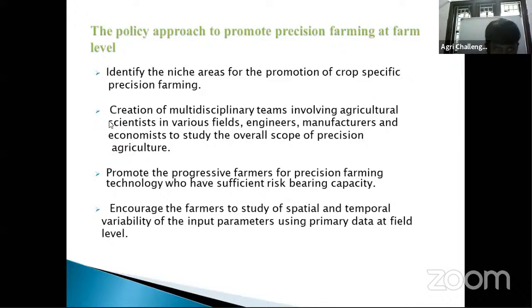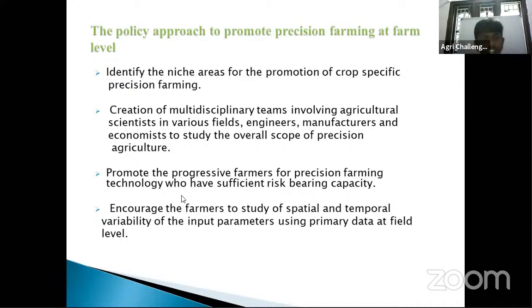Then creation of multidisciplinary teams to study the applicability and feasibility. We have to form committees or multidisciplinary teams involving agriculture scientists in various fields, engineers, manufacturers, and economists to study the overall scope of precision farming. Then promote progressive farmers for precision farming. There are some progressive farmers with good land holdings who are ready to adopt the technology. Then you have to promote and encourage them to adopt, those who have sufficient risk-bearing capacity.